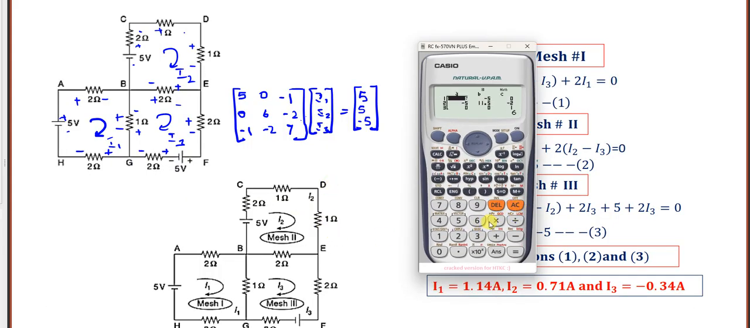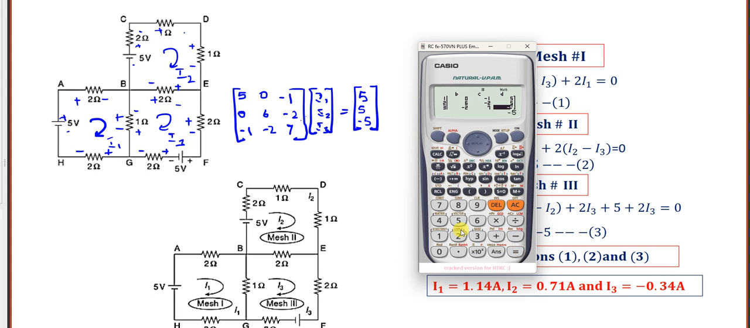So I will enter the values. If values are already entered, you can overwrite them, otherwise rewrite once again. 5, 0, minus 1, 5; 0, 6, minus 2, 5; minus 1, minus 2, 7, minus 5. We entered all the values.